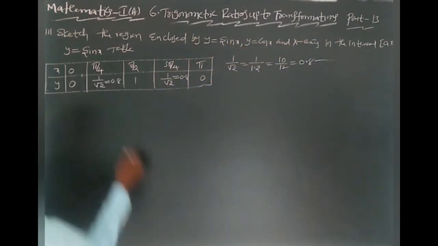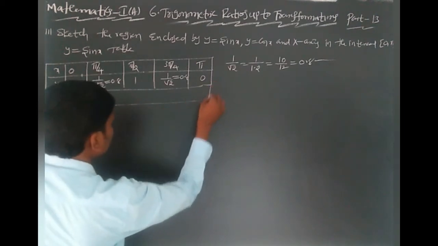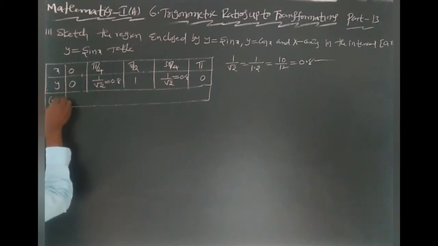After that we have to take the ordered pairs. Here the ordered pair is x comma y.